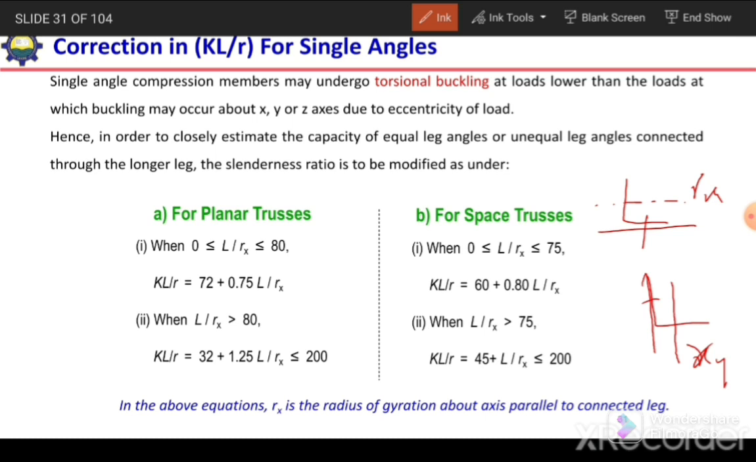Similarly, if this L over Rx is greater than 80, we can calculate the modified slenderness ratio by using this expression, 32 plus 1.25 L over Rx, and it should be less than 200. And similarly, if we have a space stress, then we can follow these expressions to calculate the corrected slenderness ratio for single angle sections.